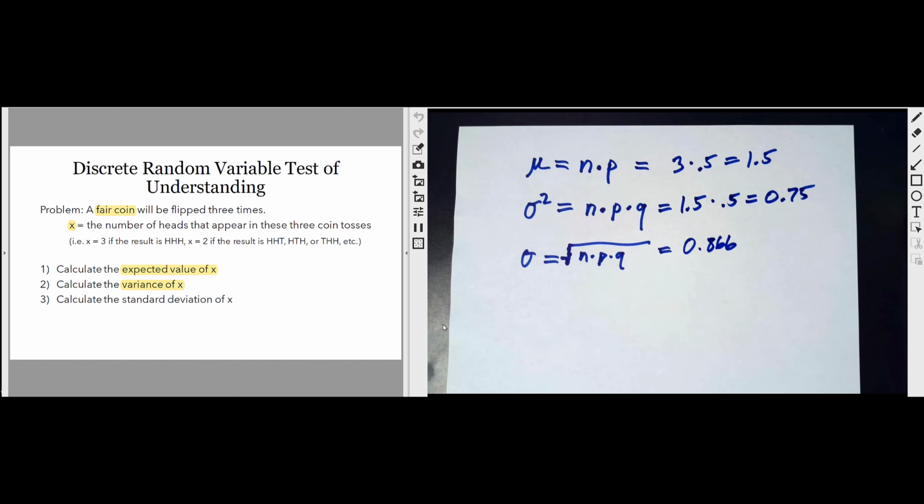All right, so if you remember the formulas, it's a lot easier to use the formulas if you recognize that this is a binomial distribution. Otherwise, you can use the definitions of expected value and variance from the computations and get the same result.